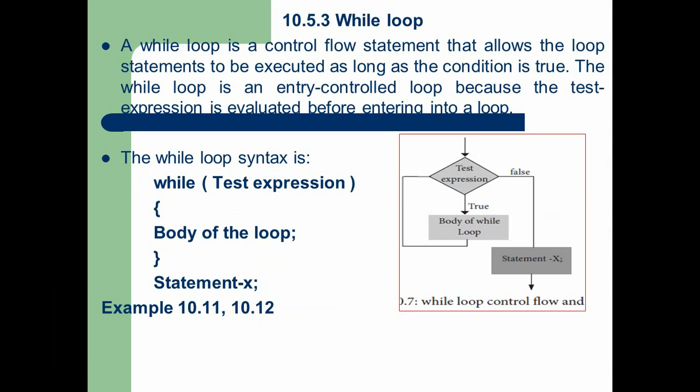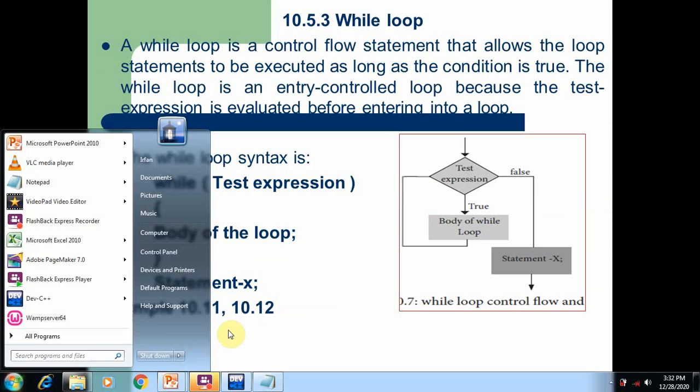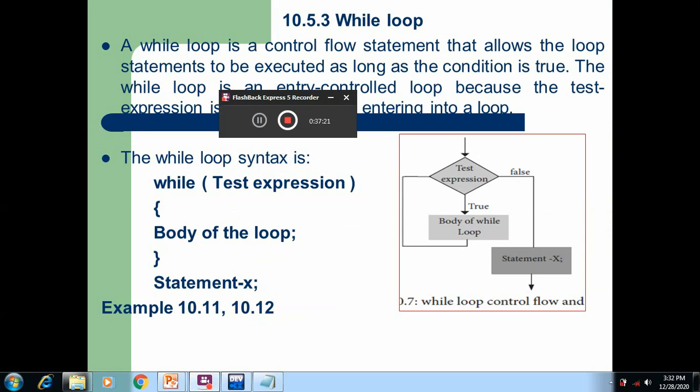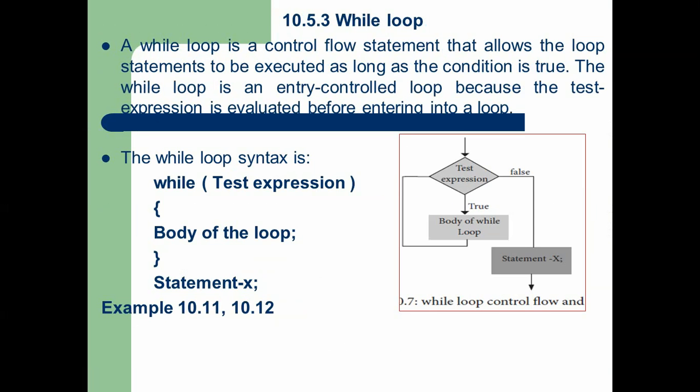Now we are going to see the next loop called while loop. This loop also comes under entry control loop because this loop will check the test expression at the beginning of the loop and evaluate the test expression. If the test expression is true, then only the body of the loop will execute, otherwise the body of the loop is not going to execute. Each and every time whenever the test expression is evaluated, if it returns true, then it will execute the body of the loop. If it returns false, then it will terminate the loop and come to the next statement.